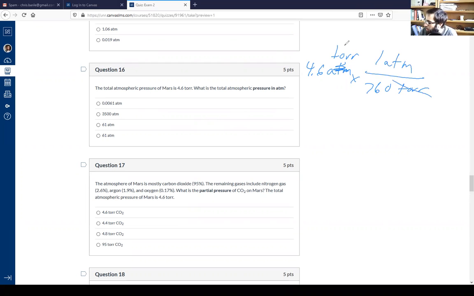Torr on top cancels with torr on bottom. So this is just a simple division problem, just testing your knowledge of how to convert. And you end up with 0.0061 atmospheres. And so that is that first one right there.